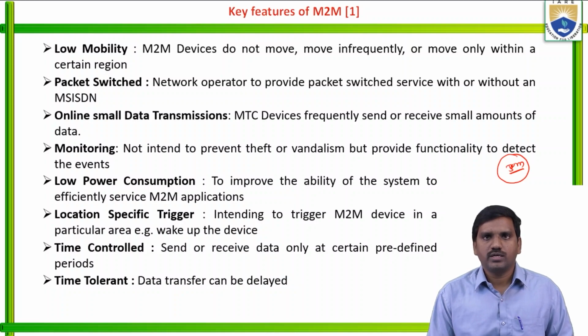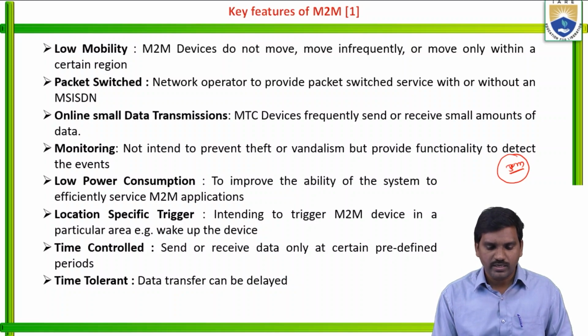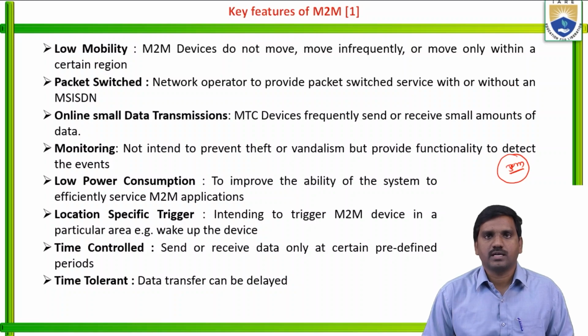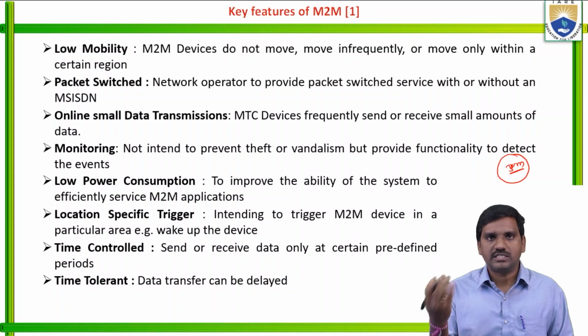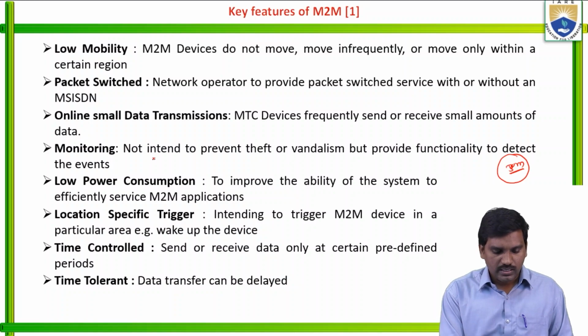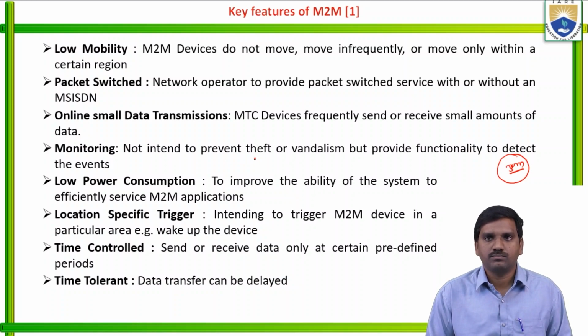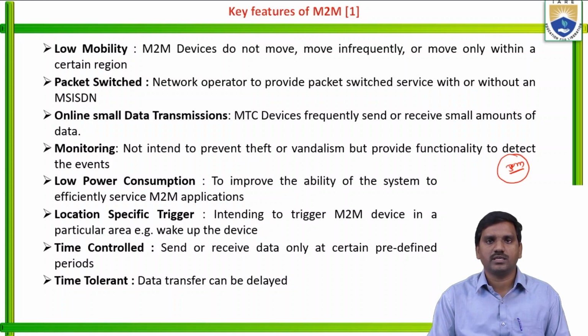Next, packet switching. In terms of packet switching, network operators provide packet switched services with or without an SDN, software defined networking. Next, online small data transmission. In terms of data transmission, mobile tracing devices frequently send or receive small amounts of data as per our requirement. Next, monitoring. After sending and receiving the data, we have to monitor the devices. This is not intended to prevent theft or vandalism, but to provide functionality to detect the events.